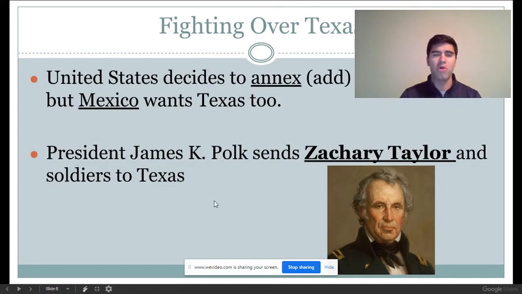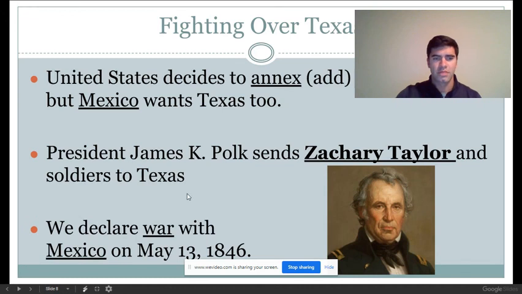So President James K. Polk is president of the United States during this conflict, and he's going to send a future president who's part of the United States Army during the time, Zachary Taylor, along with many other soldiers to Texas to help Texas fight to keep its independence from Mexico so it can be added later as a state to the United States. And the United States is going to declare war with Mexico over Texas on May 13th, 1846.